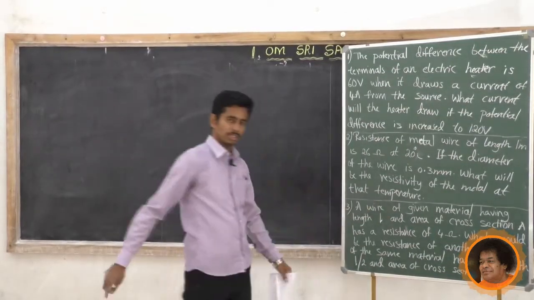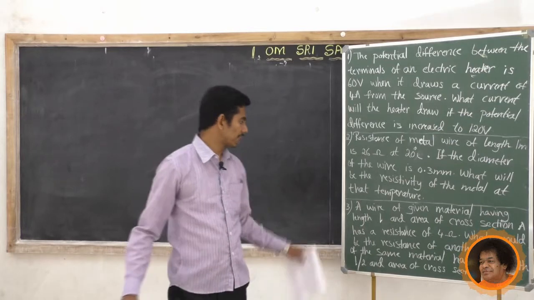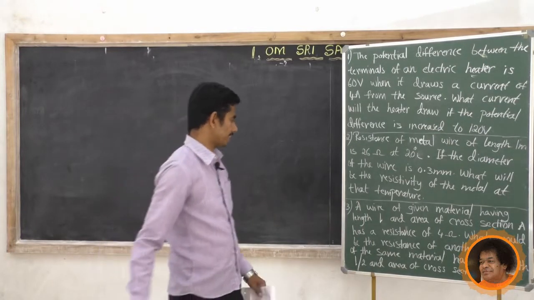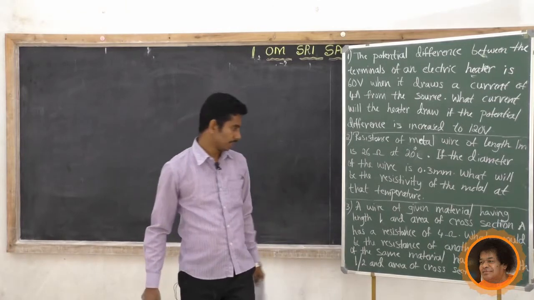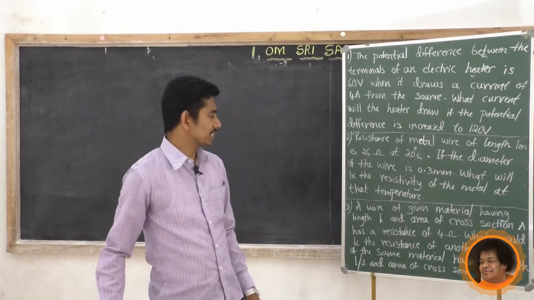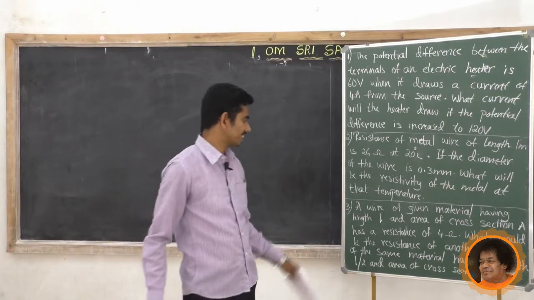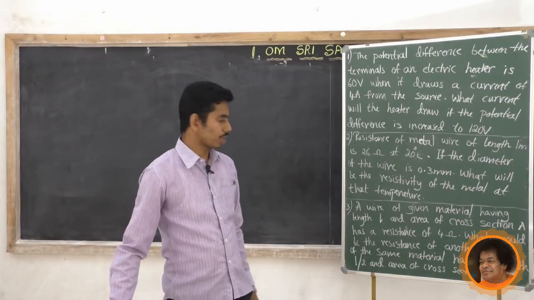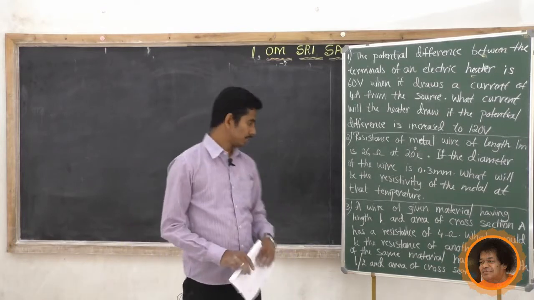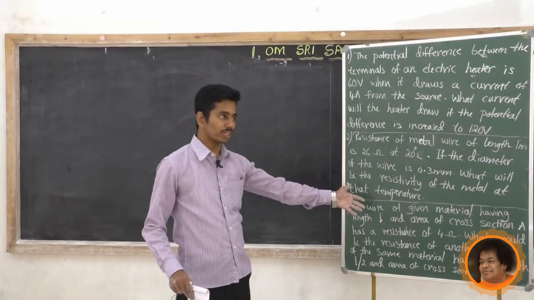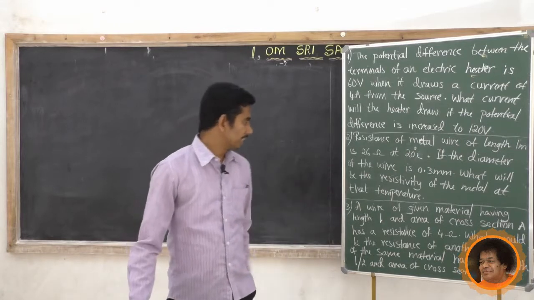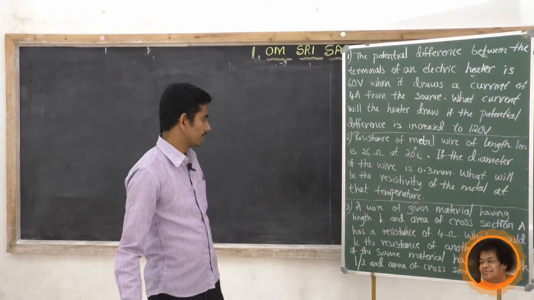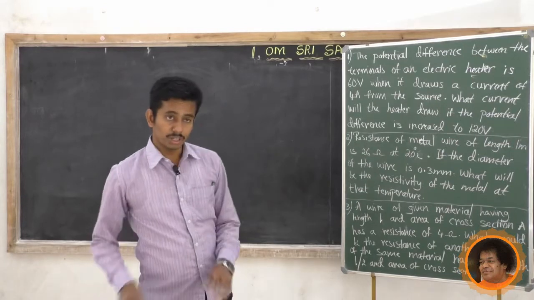Another problem is given. A wire of given material having length L and area of cross section A has a resistance of 4 ohm. What would be the resistance of another wire of the same material having length L by 2 and area of cross section 2A? From this, there are two wires. One wire, its length is L and its area of cross section is A, and resistance also given 4 ohm.